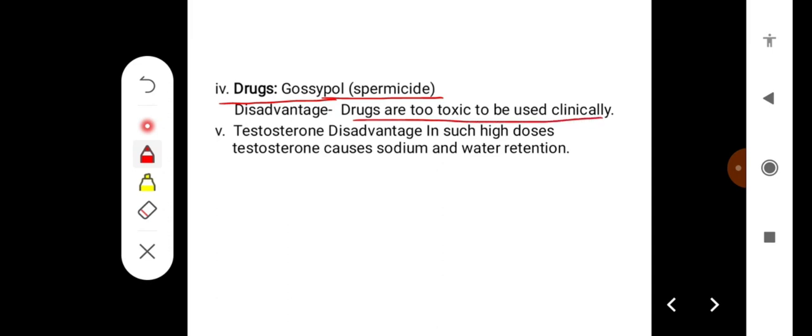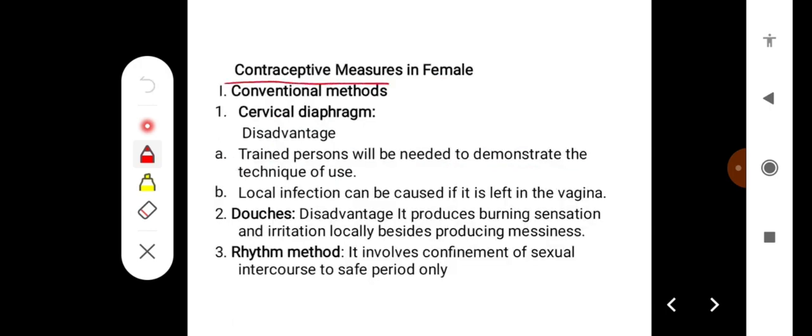And testosterone can also be used. The disadvantage of testosterone is that high doses of testosterone cause sodium and water retention. Now, contraceptive methods used in case of females.